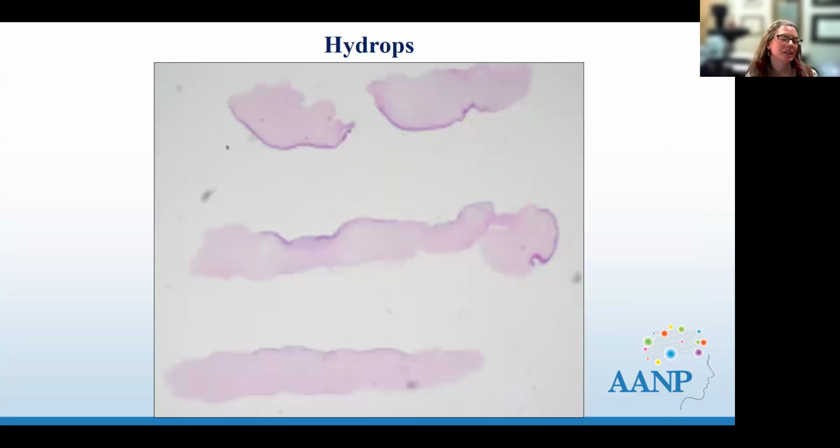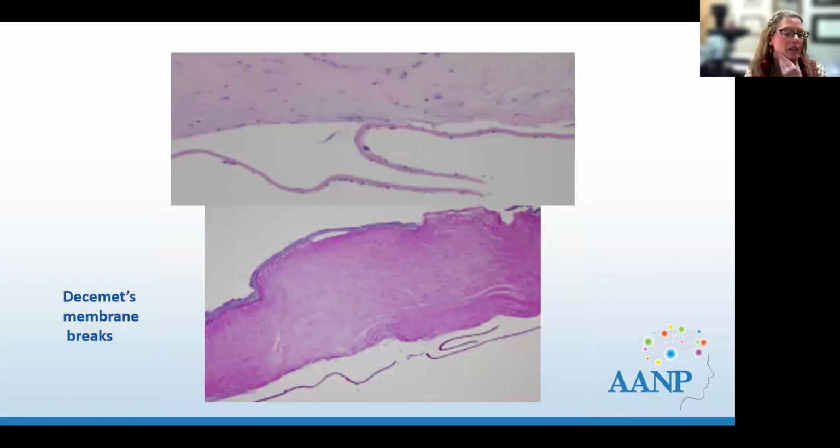And so hydrops, this is one of the only cases I've seen, and it's a very old case that I took pictures of when I was a fellow. So they're not the best pictures, but what you can see is that there's a full thickness break in the cornea, because this was the full corneal button. And you see how it's a very pale pink color. And if you look closely, there are breaks in Descemet's membrane.